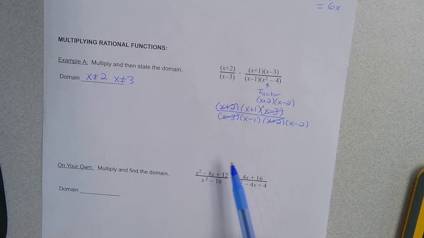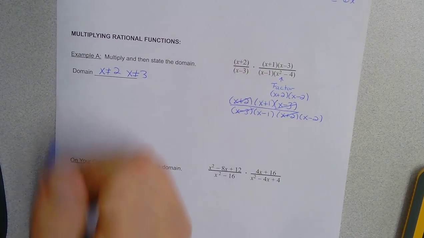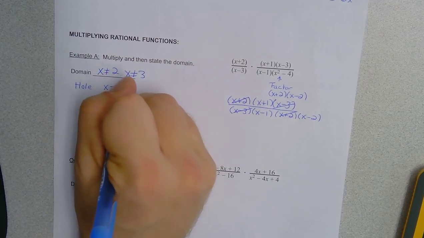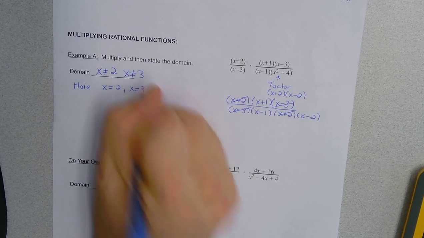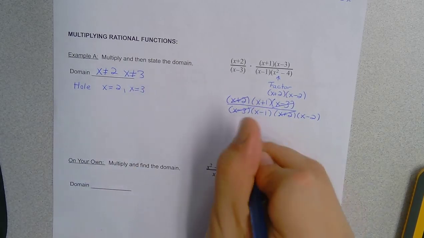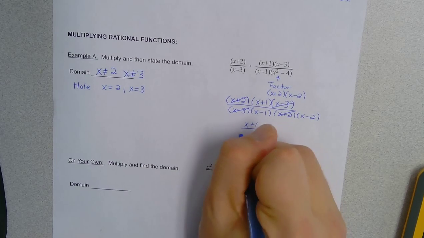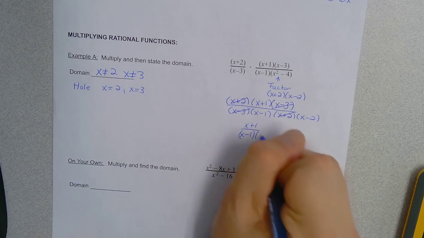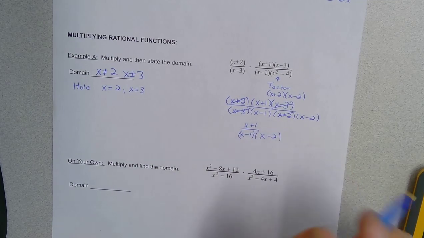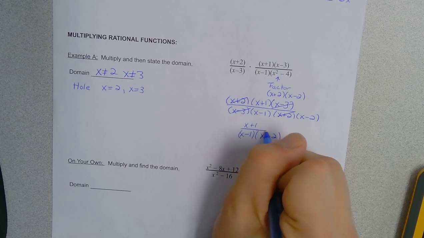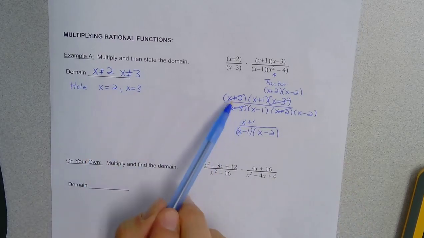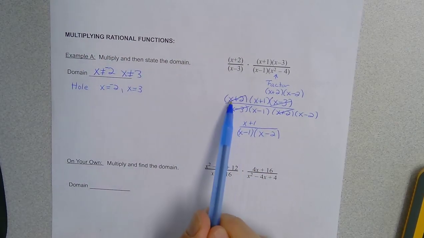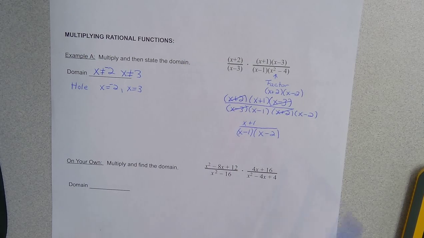Also, if I cancel them out and they disappear from the simplified equation, I know that that's going to make a hole at x equals 2 and x equals 3. And then in simplifying that out, we have x plus 1 over x minus 1 times x minus 2. Oh, and I'm sorry, that hole would actually be at x equals negative 2. Because negative 2 plus 2 is 0, and then there 3 minus 3 is 0.